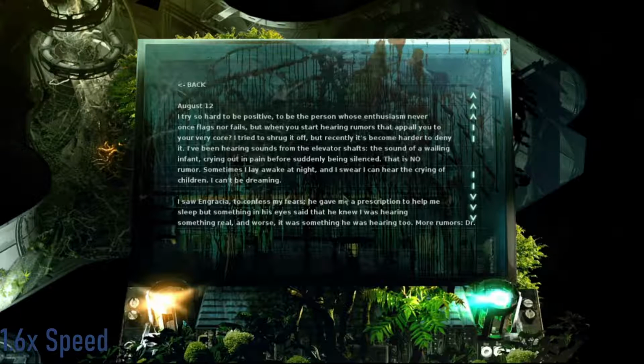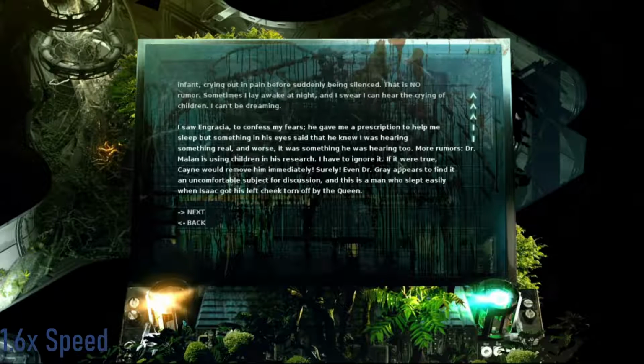Let's see. I try so hard to be positive, to be the person whose enthusiasm never once flags or fails, but when you start hearing rumors that appall you to your very core, I try to shrug it off, but recently it's become harder to deny it. I've been hearing sounds from the elevator shafts, the sounds of a wailing infant crying out in pain before suddenly being silenced. That is no rumor. Sometimes I lay awake at night, and I swear I can hear the crying of children. I can't be dreaming. I saw Ingratia to confess my fears. He gave me a prescription to help me sleep, but something in his eyes said that he knew I was hearing something real and worse. It was something he was hearing too.